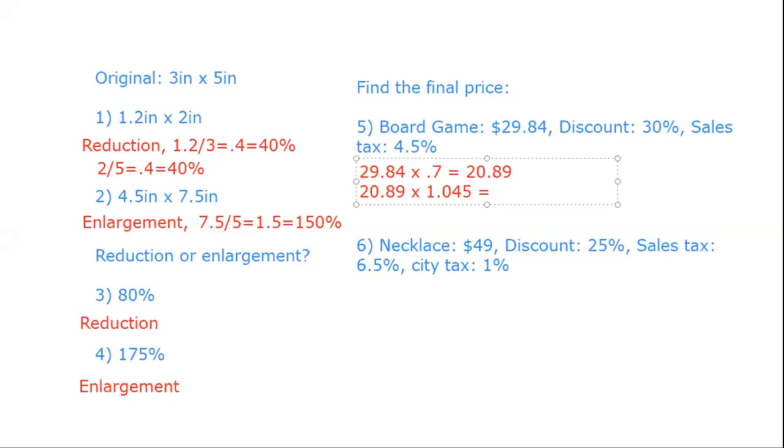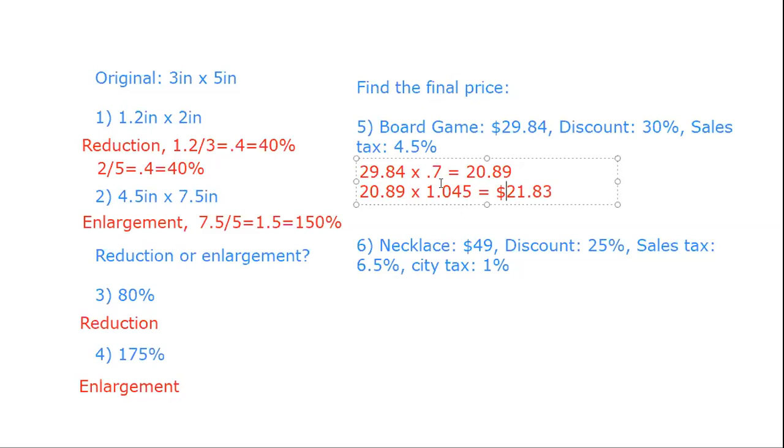And then your final answer will be 0.04. So it's 1.45 out of 1,000. You get 21.83 if you round it, because it's actually 21.8279. So you'll round it to there, and that's your final sales price.